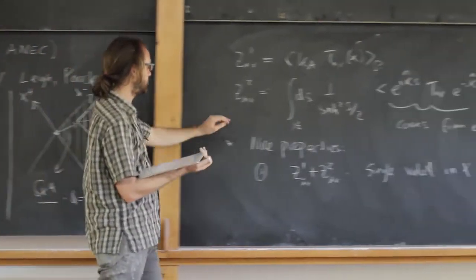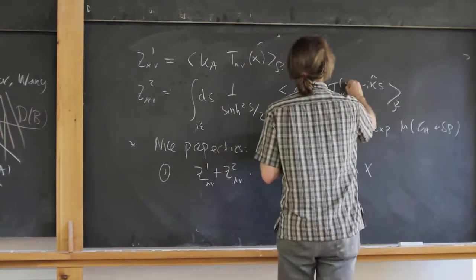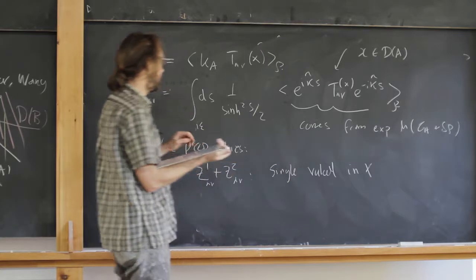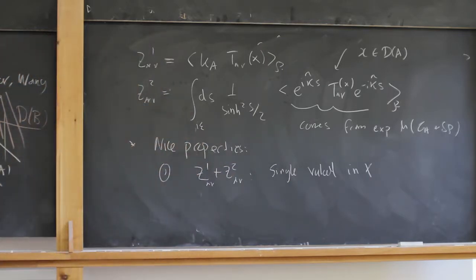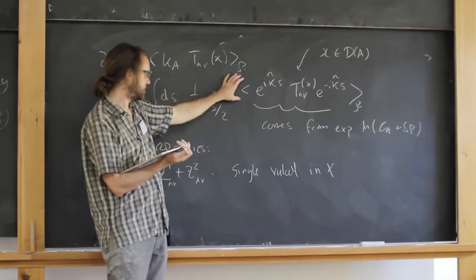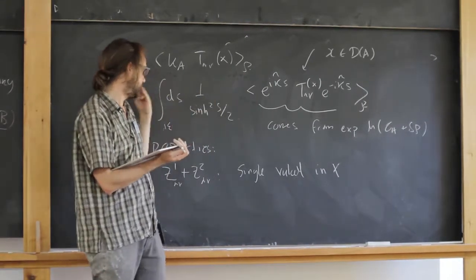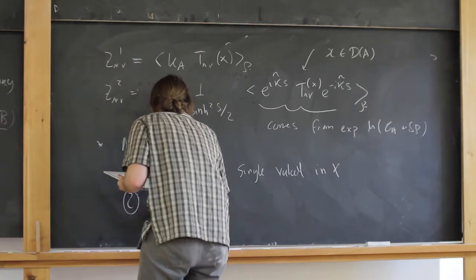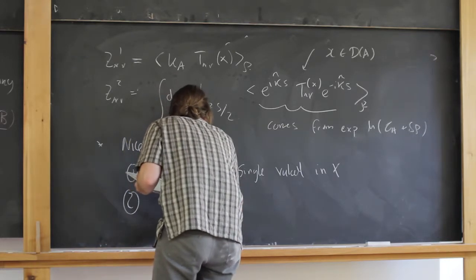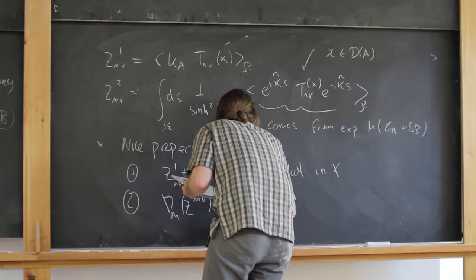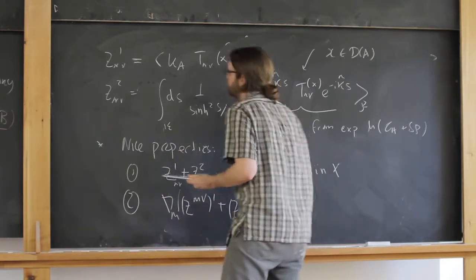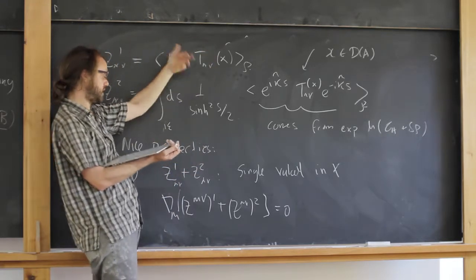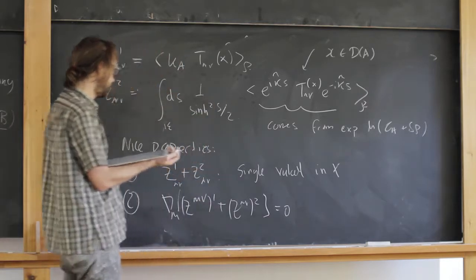I've only given you the expression which is true when x is evaluated in the domain of dependence of A. When x is evaluated elsewhere, especially in this Euclidean plane, you get slightly different expressions. But then you can show with those expressions that the answer is single valued. The second property is that the sum of the two terms is conserved, because they both involve the stress tensor insertion, and the stress tensor is conserved as long as you're away from any operator insertions, and that is true.